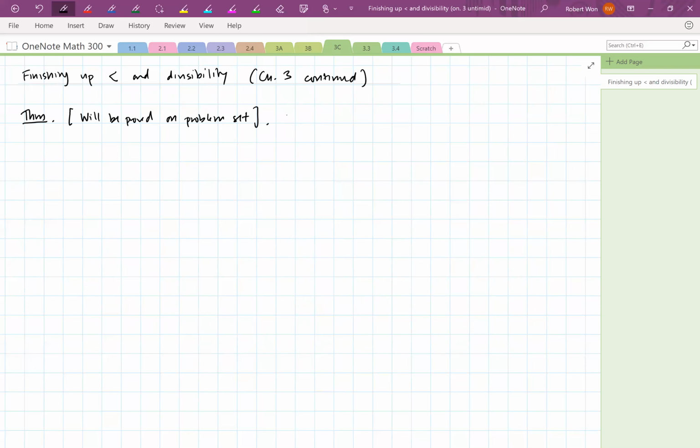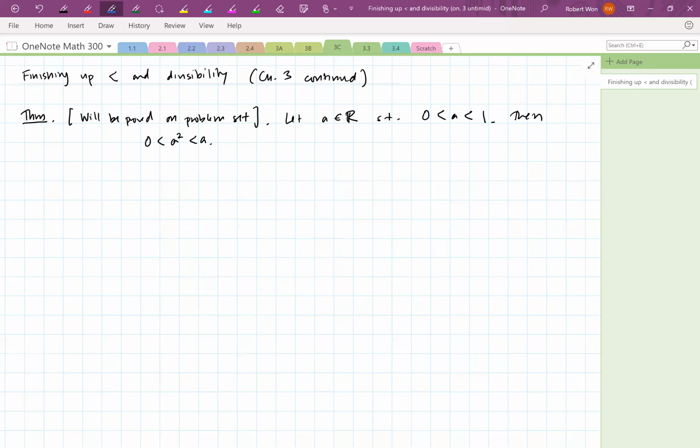It is the following: let a be a real number such that 0 < a < 1. Then 0 < a² < a. So if you take a number between 0 and 1 and you square it, it ends up between 0 and a.